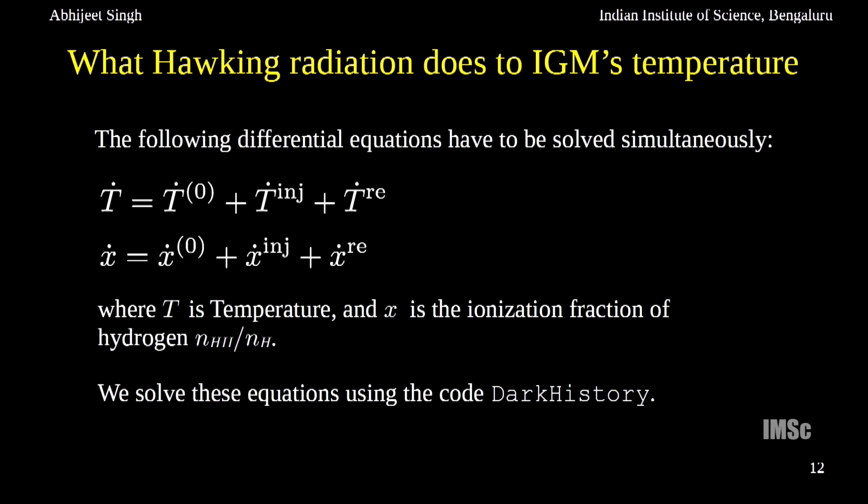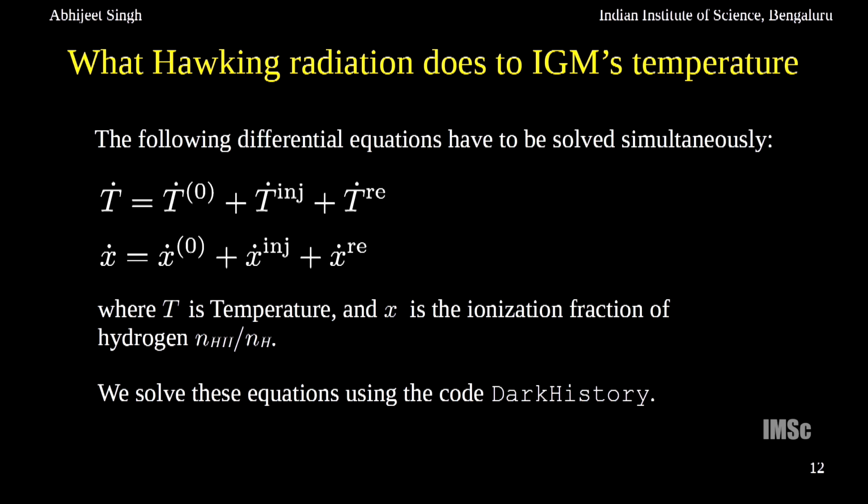So what we have to do is solve these two schematic equations. The rate of change of the temperature of the intergalactic medium is given by whatever it would be if you don't inject anything extra, just the adiabatic expansion of the universe, plus the extra energy injected due to primordial black holes or anything else. And because at some point stars also start to form in the universe and inject photons into the intergalactic medium, there is also the rate of change of temperature due to reionization.